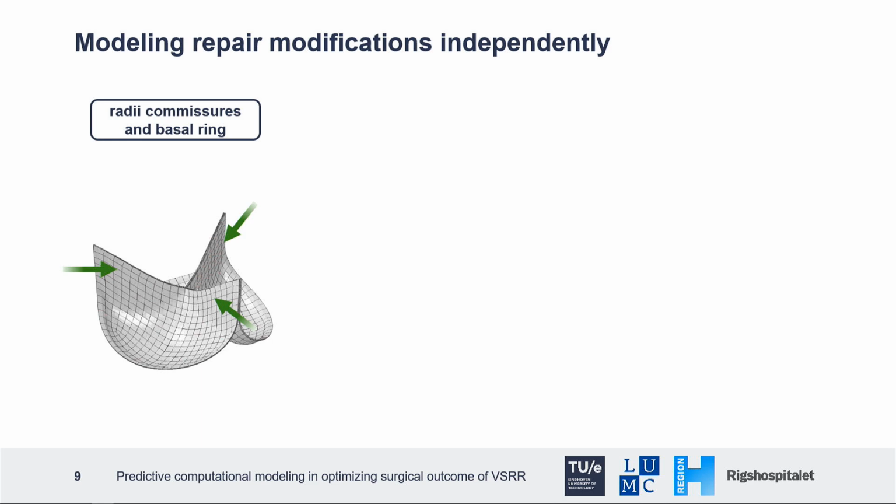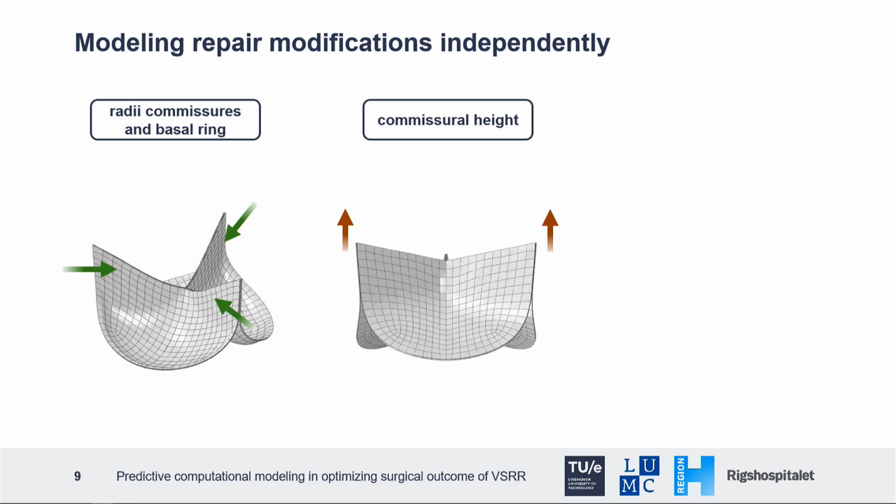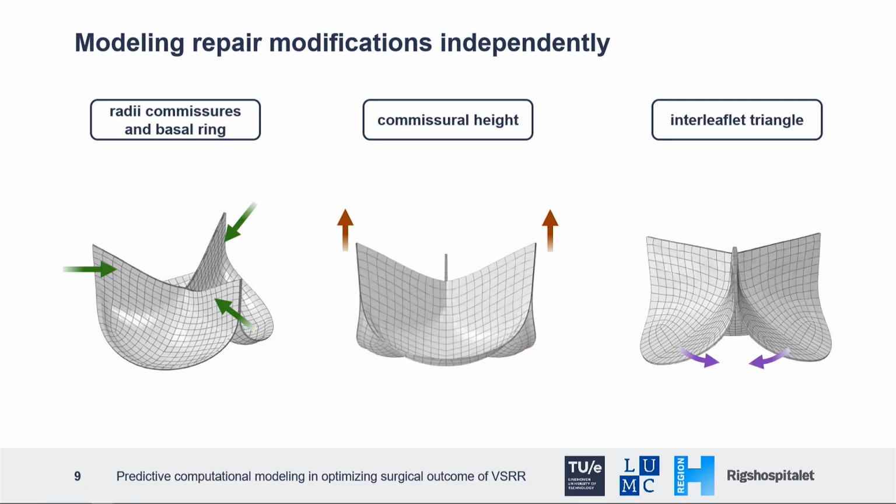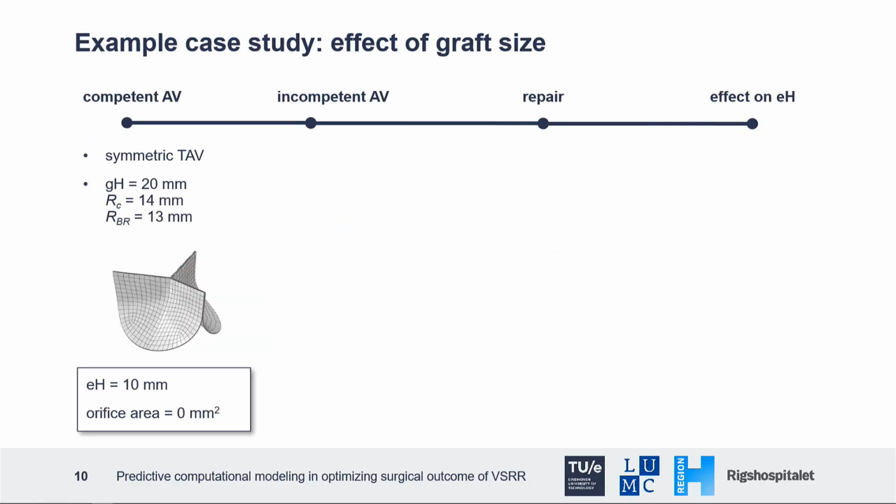So just schematically, when you have the radii, commissures and basal ring, the commissural height is passively increased, and then the interleaflet triangle can be decreased, and these variables can all be tweaked independently. Okay, so let's do a case study of an effect of this model.